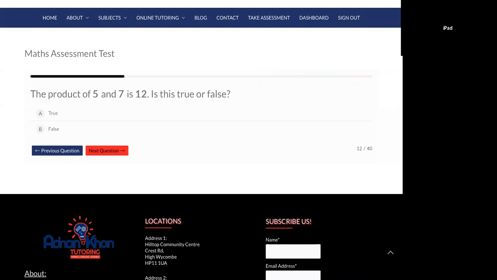And the next one is the product of 5 and 7 is 12. Is this true or false? Now the word product means multiply. So whenever you come across that word product, whenever you work out a product of two numbers, you have to multiply. Let's go to Elisa for this one.